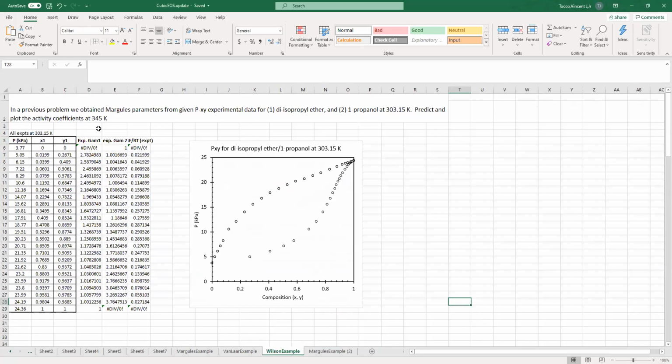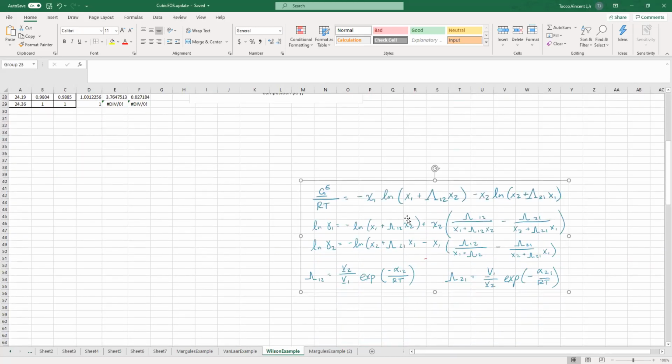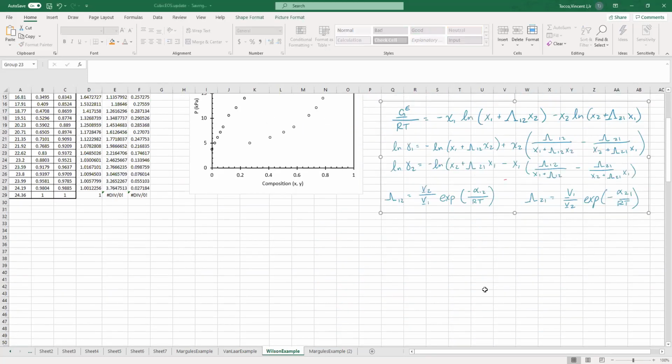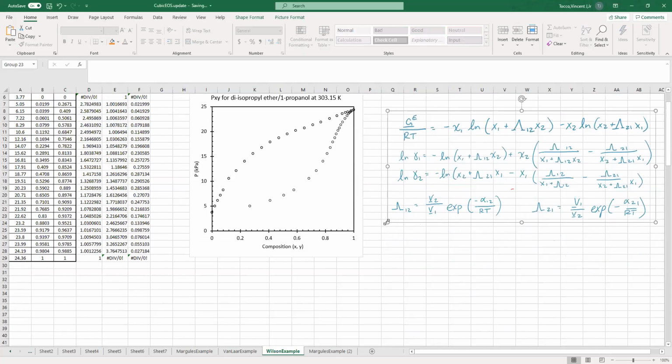All right, so the idea here is that we need to use this data to predict activity coefficients at a different temperature other than the one that we have experimental data for. So for that, we need to account for that temperature differential. And for that, I'm going to choose a model that has this temperature dependence built in. So this is the Wilson model that I've talked about in a previous class. So I've got the equations up so that I can refer to them quickly.